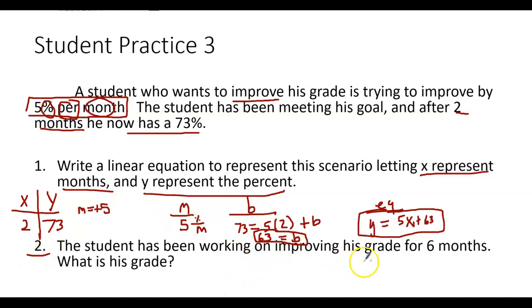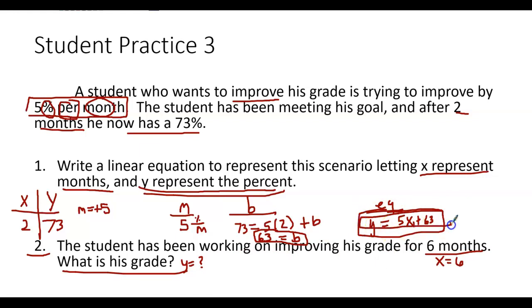All right, number 2. The student's been working on improving his grade for 6 months. What is his grade? So my first question to you is this 6 months, is that an x value or a y value? Well, x represents months, so this is an x value. So x equals 6. They want to know what's his grade. Is that an x value or y value? Well, y is the percentage, right? So that's his grade, so that's a y value. So they're asking, what is y?